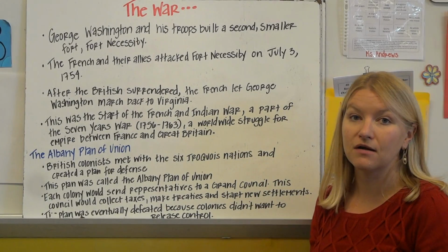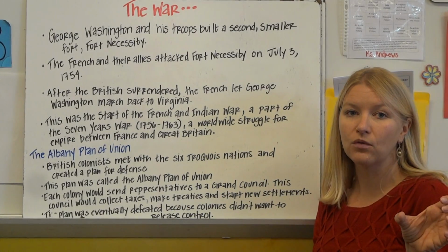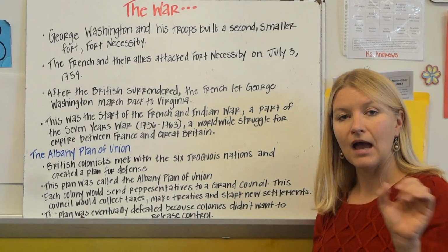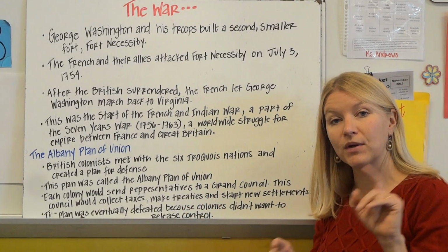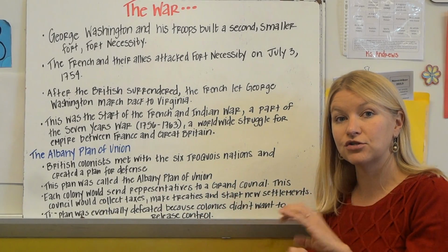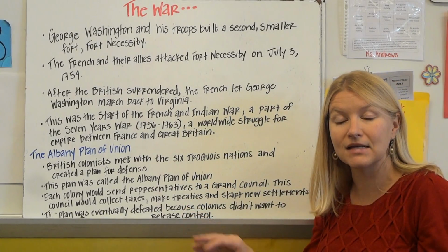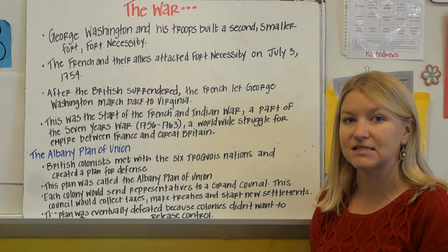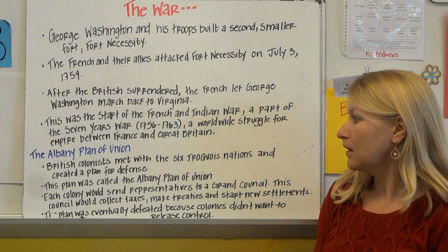This was the start of the French and Indian War, and the French and Indian War was part of a larger war, which was the Seven Years' War, and that Seven Years' War was all between Great Britain and France. And it was their attempts to try to get these new colonies and to expand their empire. So that was 1756 to 1763.